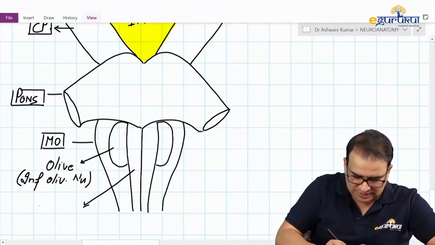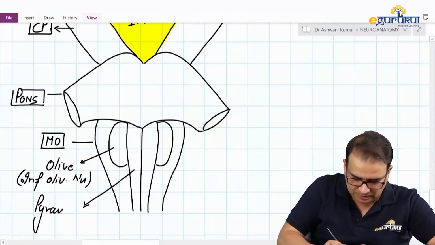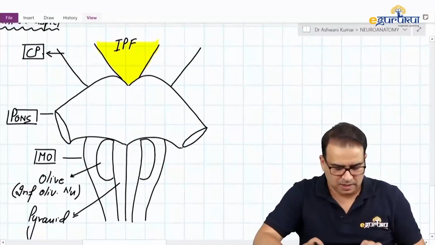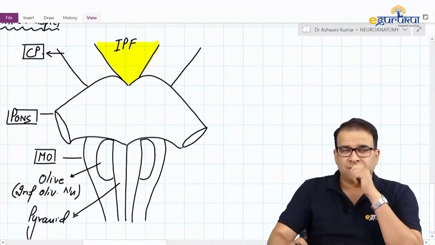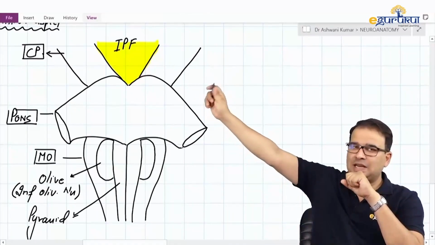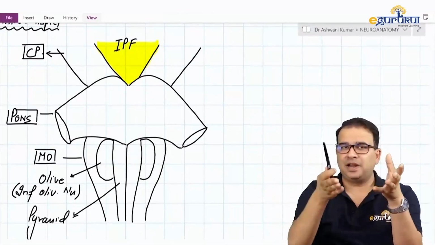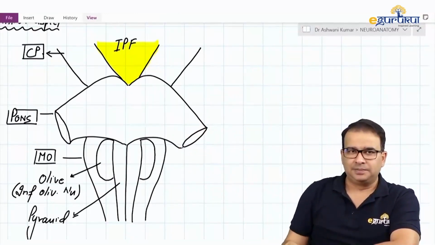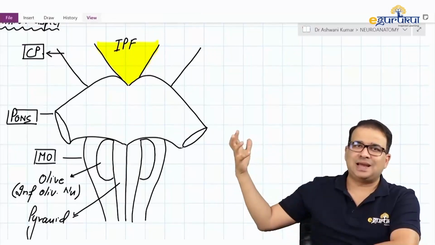And this, as we already said, is the pyramid. It is called the pyramid simply because of the pyramidal tract. So this is the ventral aspect of the midbrain showing you the cerebral peduncle, and the fossa in between is the interpeduncular fossa. You can see the ventral aspect of the pons here, and as I said, the pons acts like a bridge.